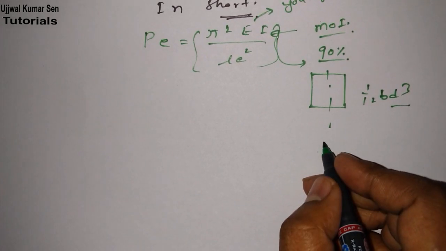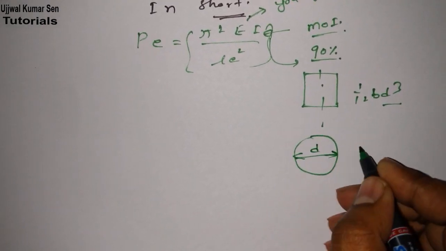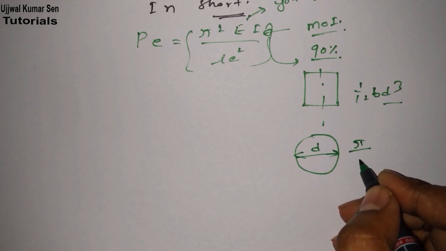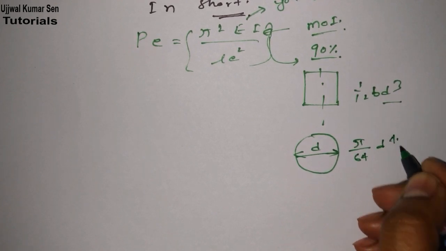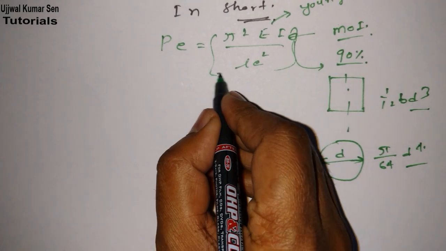Another thing is the circular cross section. Suppose that this is the diameter, then its moment of inertia would be pi by 64 d to the power 4, and the polar moment of inertia is pi by 32 d to the power 4, right? That is denoted by J. Okay, that is a different thing. Now this is the formula basically.